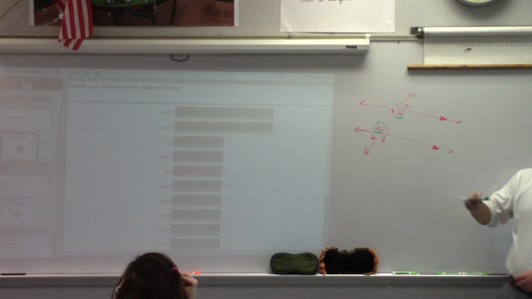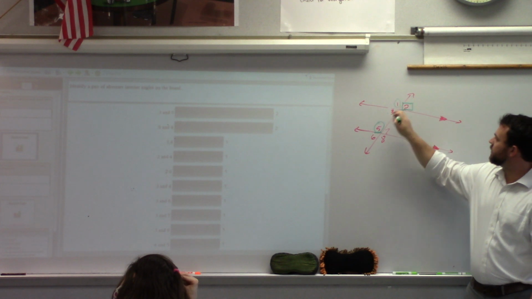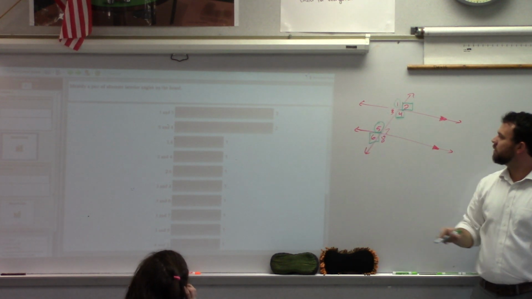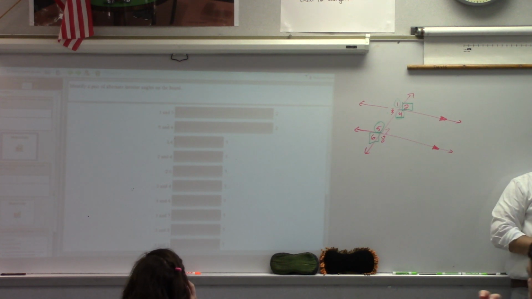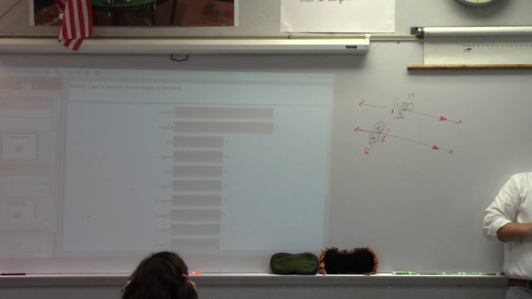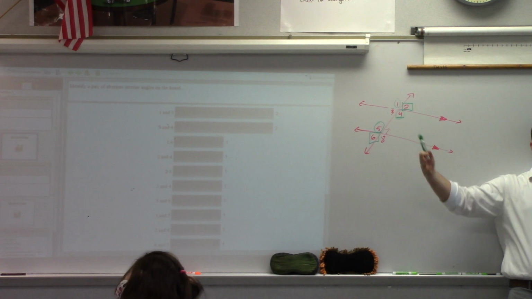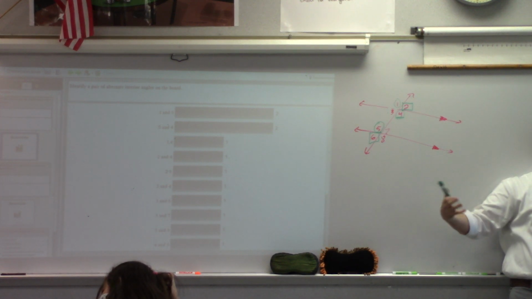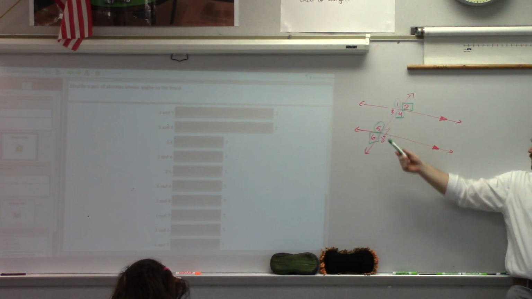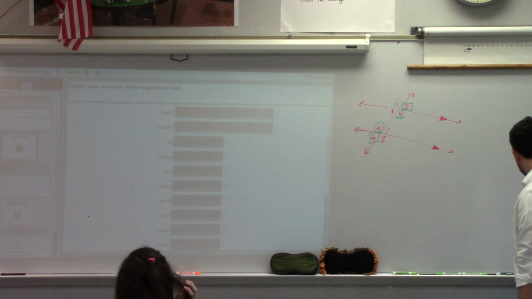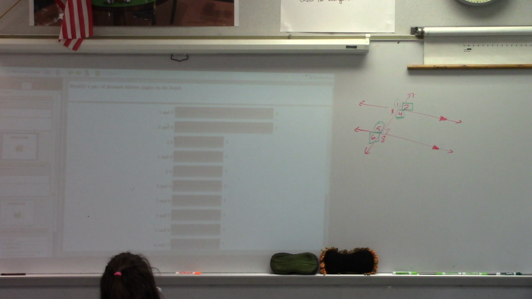Okay? So 2 and 6, how about these? Alternate interior? No. Both 2 and 6 are exterior, and they are alternate, but they're not alternate interior. These are things we want to pay attention to. We've already identified 4 and 5 as alternate interior. Are any others alternate interior?